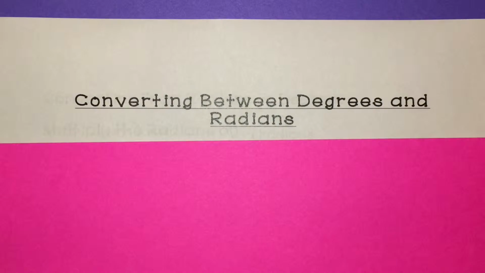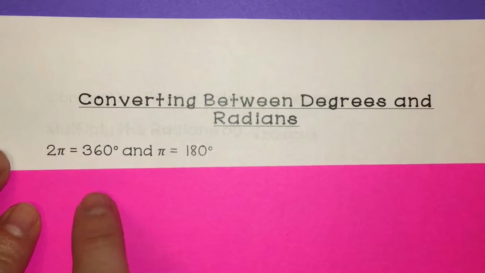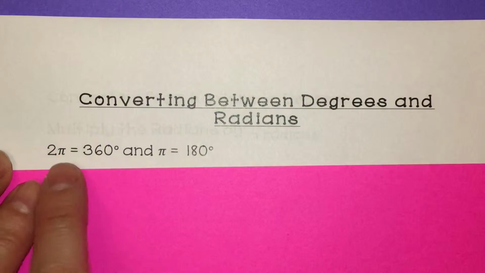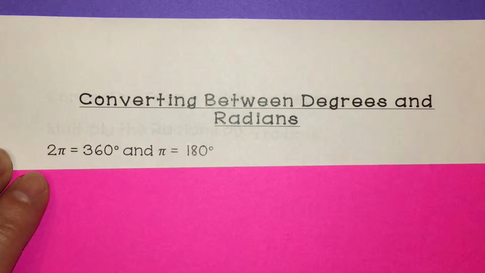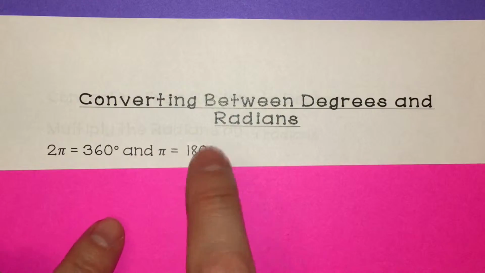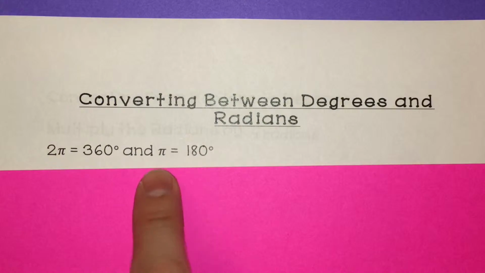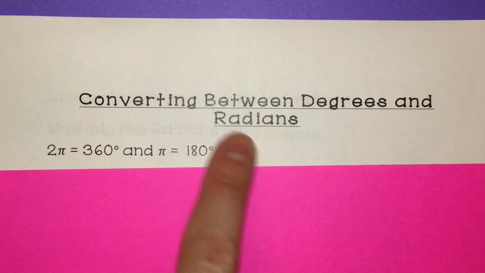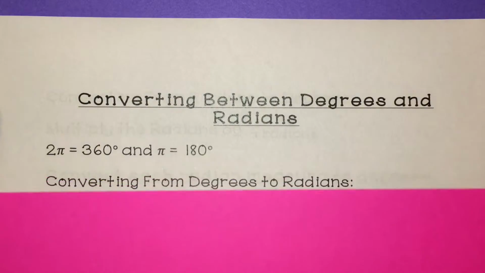This video is about converting between degrees and radians. So 360 degrees would be all the way around a circle. That's the same thing as 2 pi when we're talking about radians. Meaning if we go halfway around the circle, 180 degrees, that would just be pi radians. So we're going to use this, pi is equal to 180 degrees, to convert between the degrees and radians.